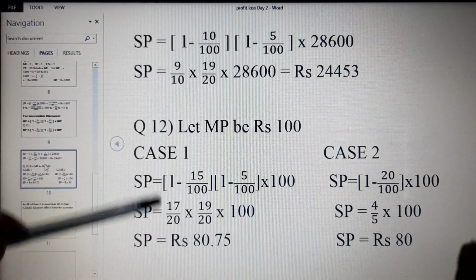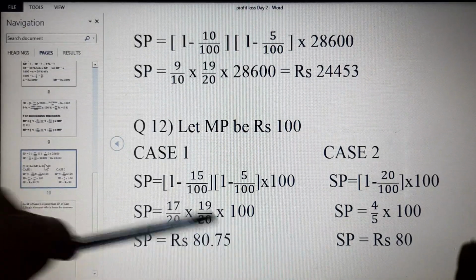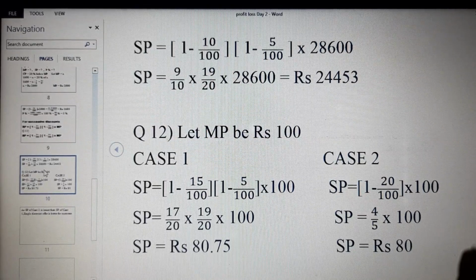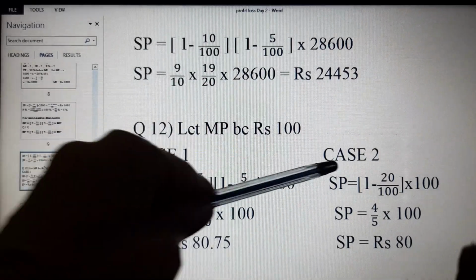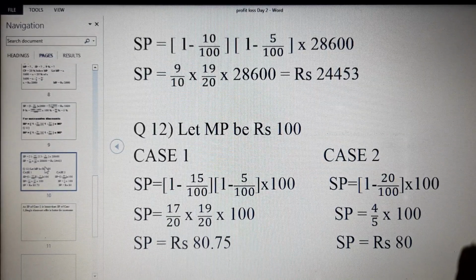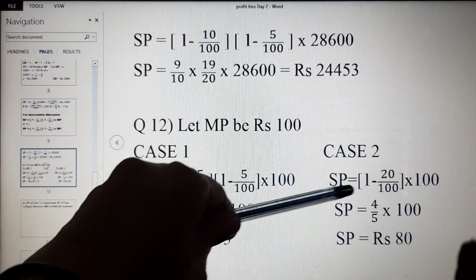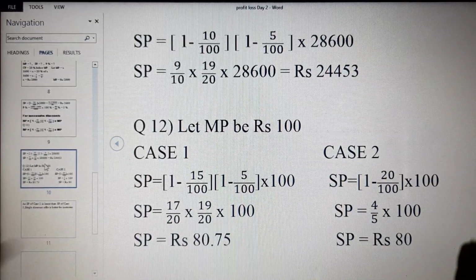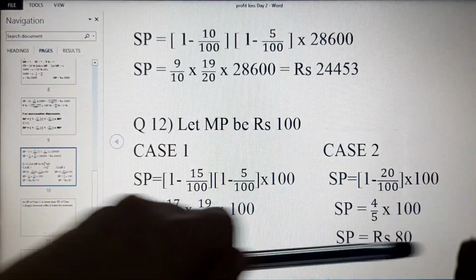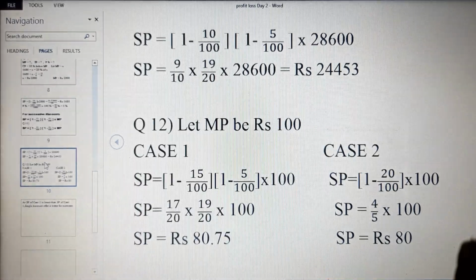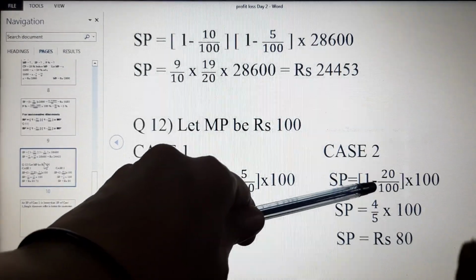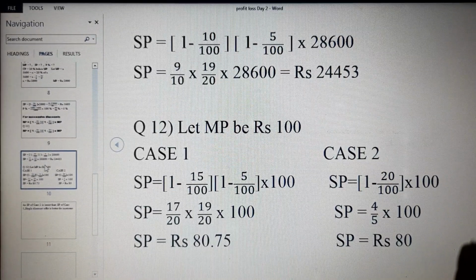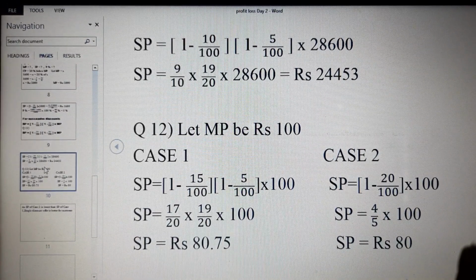This means the first shopkeeper is charging 80.75 rupees from the customer. Now case 2, who is giving the single discount? Single discount formula: SP is equal to (1 minus D upon 100) into MP. According to us, MP is 100. We have kept both the MPs the same, of course. 1 minus 20 upon 100. Clear? Because we are comparing the same articles, that's why MP is the same.